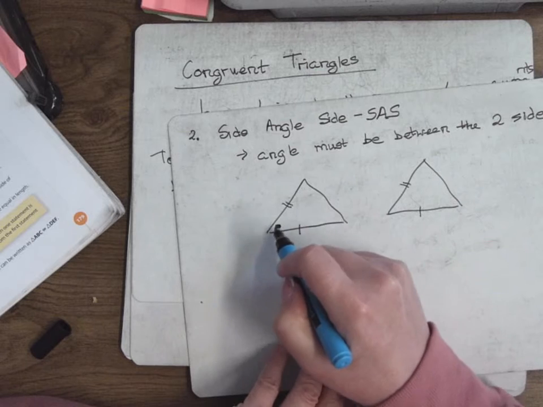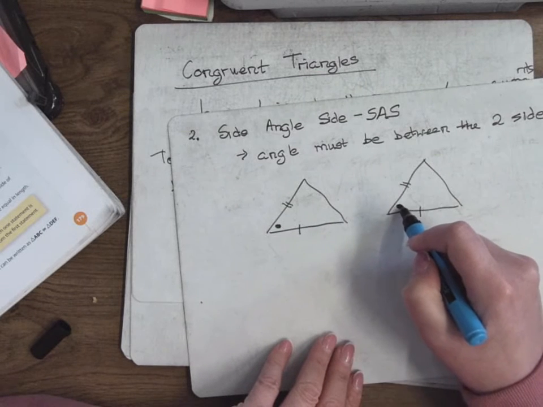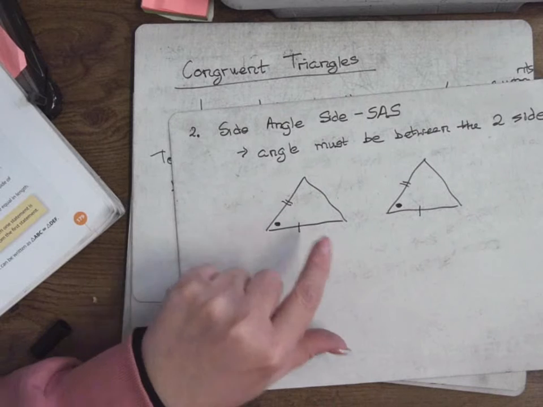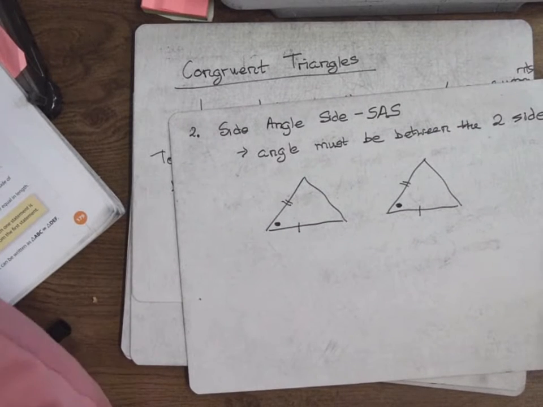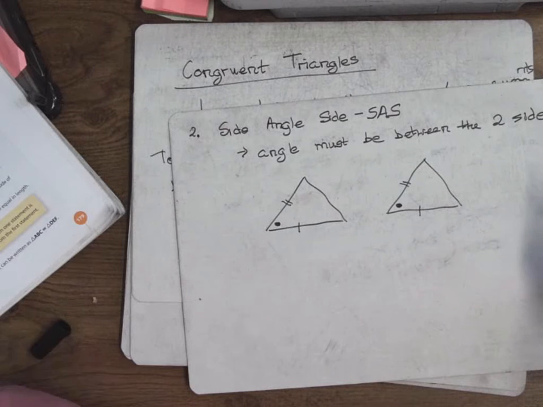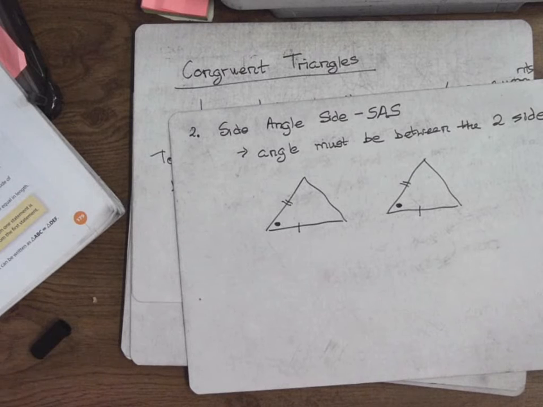See the way it's between the 2 sides? Right, it has to be the angle between the 2 sides. If I can say that much is equal, everything is equal. Right, I don't need to measure anything else because everything else has to be the same. Okay, is that right?